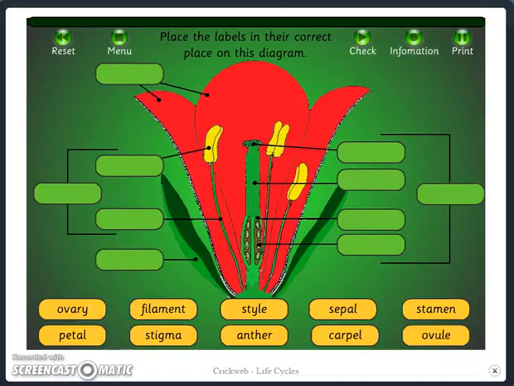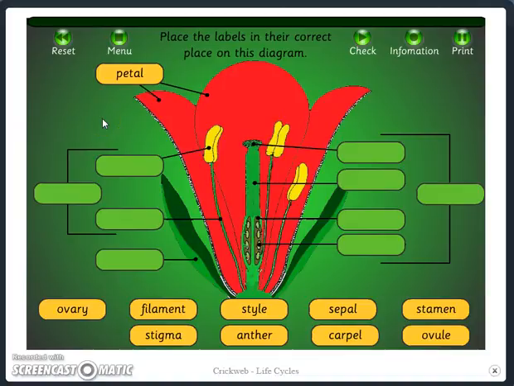So we're going to start off by figuring out what is the name of this part of the flower that would go in this box right here. If you said petal, you're correct.